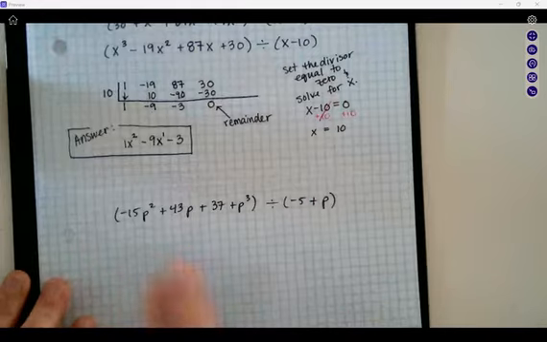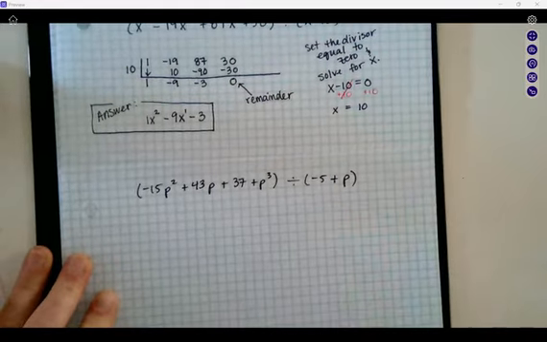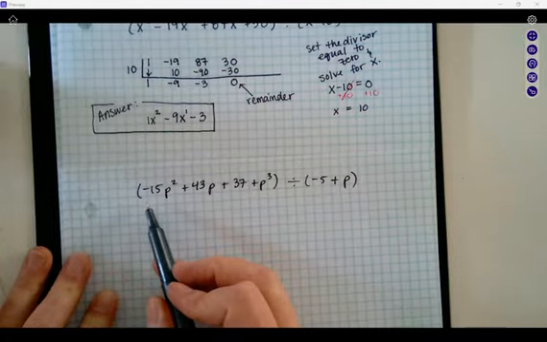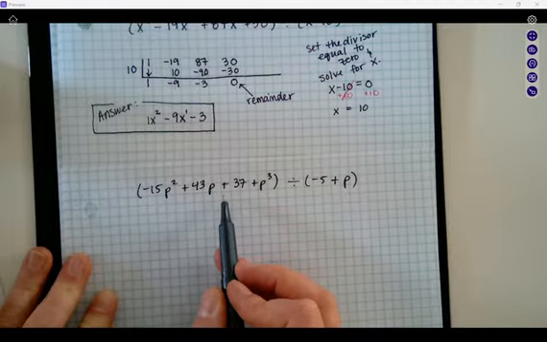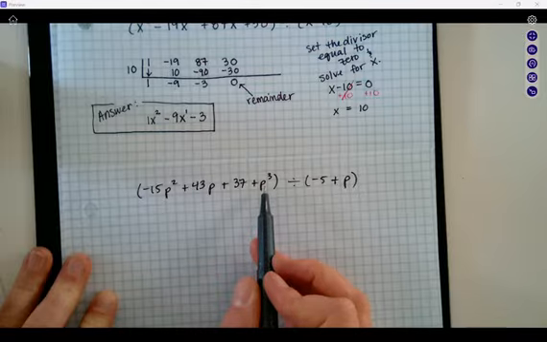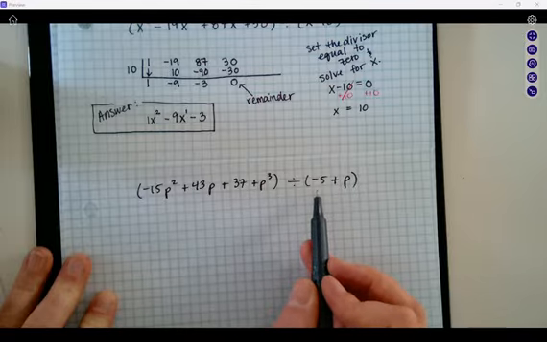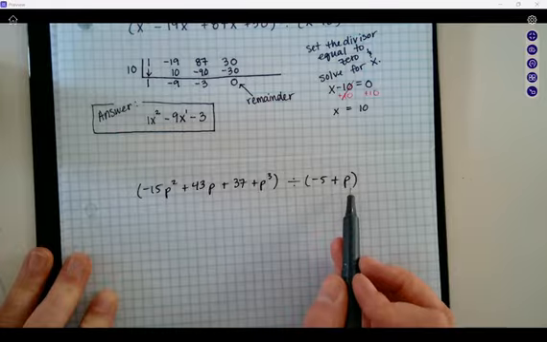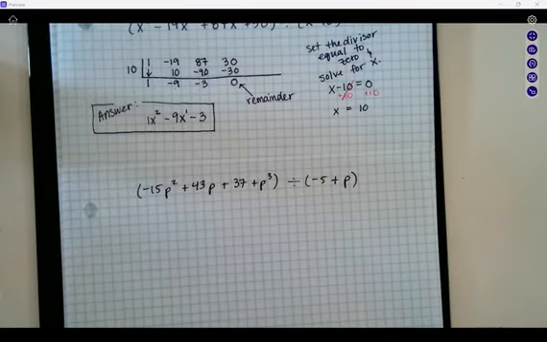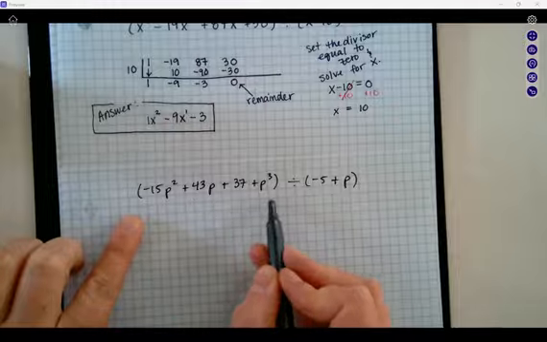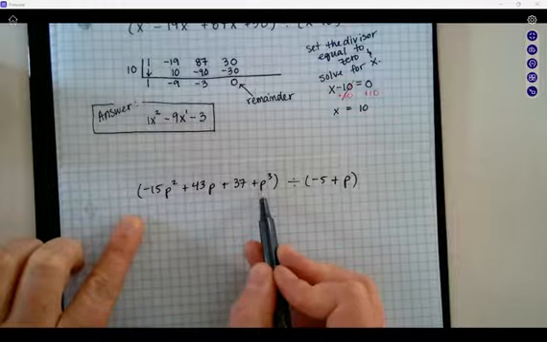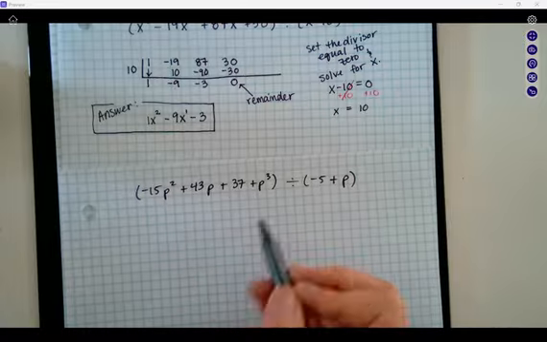I already wrote the problem down earlier to try to save time. So this problem, I have open parentheses, -15p squared plus 43p plus 37 plus p cubed, close parentheses, divided by -5 plus p. You've got to put your terms in order so that your exponents are in descending order, your degrees. This dividend has a power or a degree of 3. That's the highest exponent we see, so I need to write that one out first.